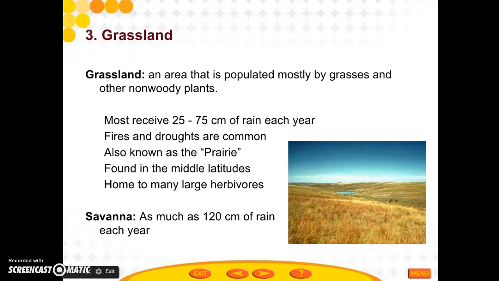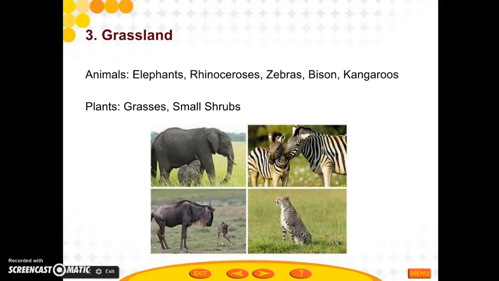Primarily, we have large herbivores that live in the grasslands. Thinking of really big animals with really big feet. Elephants, rhinos, bison, buffalo, kangaroos, zebras. All examples of things that would live on a grassland.